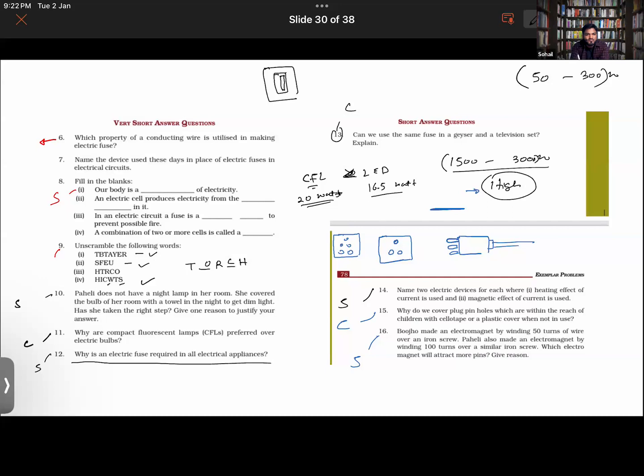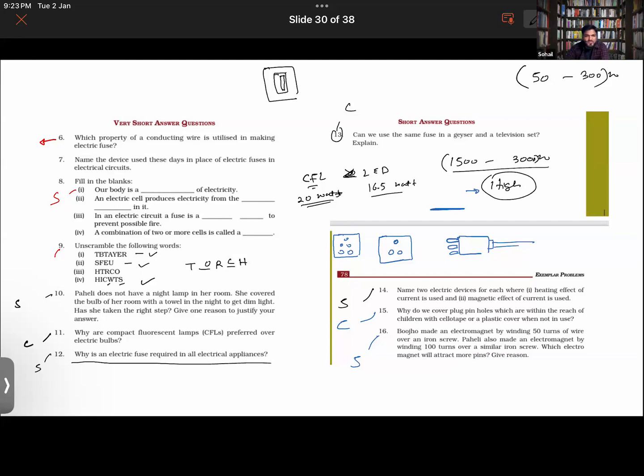because he has more turns over an iron screw, and that produces more heat. I mean, that produces more electricity. Not electricity, magnetic field. Yes, sir. So it produces more magnetic field, which has the ability to hold more pins.